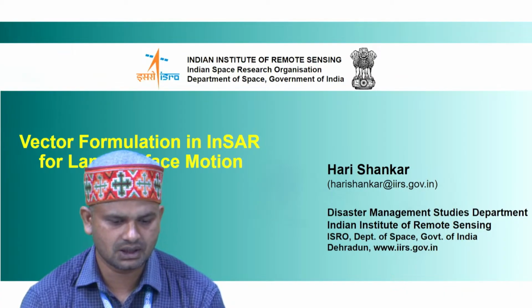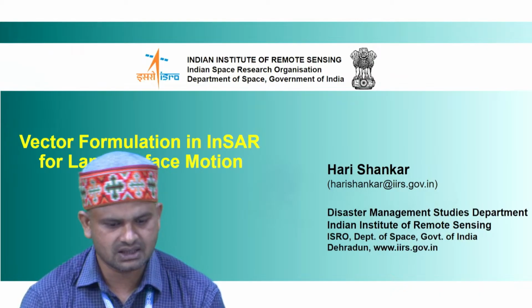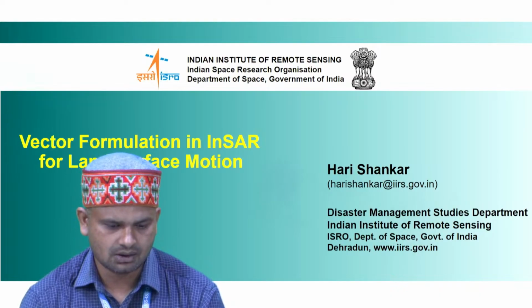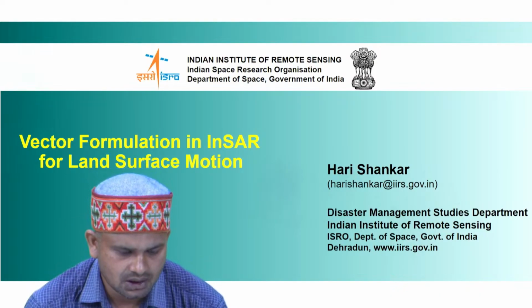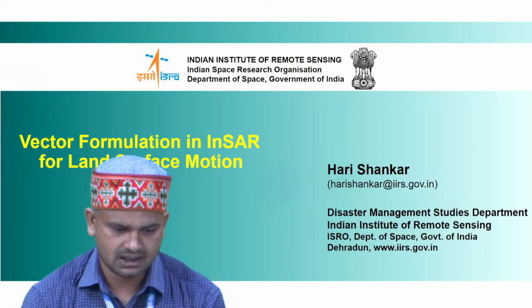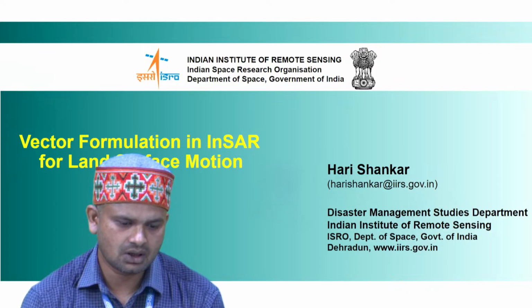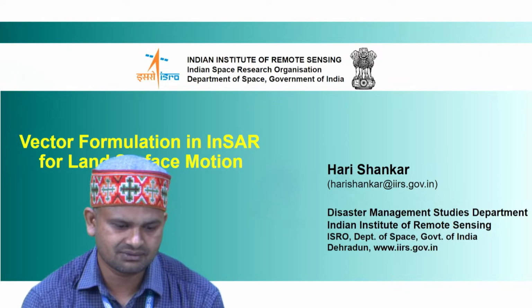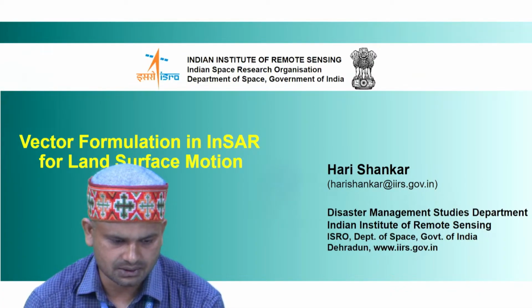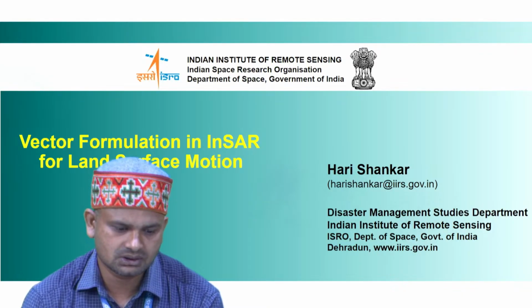Those two components we can categorize as the horizontal component and the vertical component. The horizontal component may be along the x direction and the vertical component in the z direction. I am saying x direction in general here, but horizontal components on the earth surface may be along the east-west direction or along the north-south direction, and the vertical component is vertically upward or vertically downward.